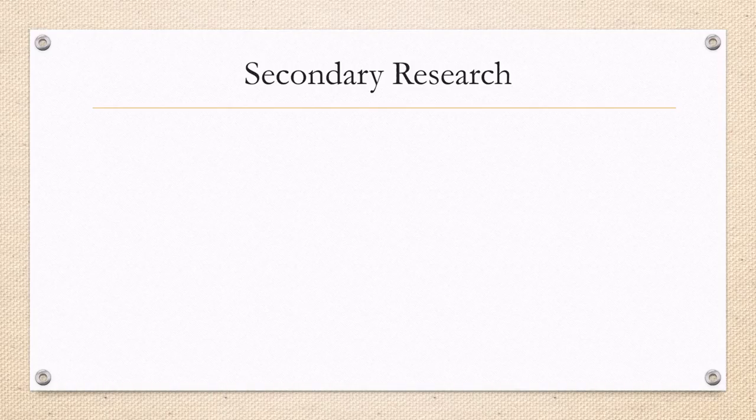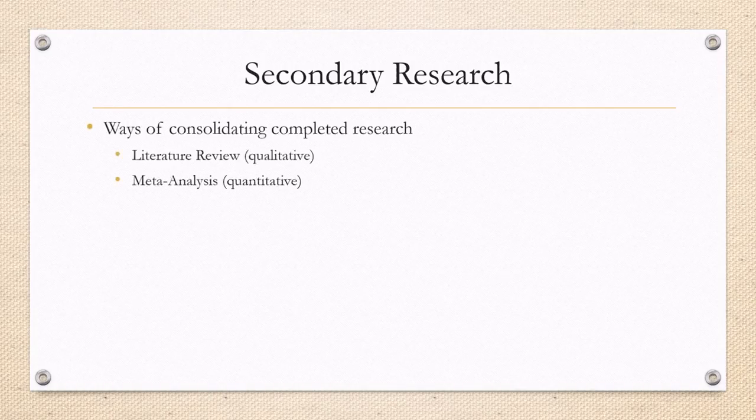I want to talk a little bit about summarizing a research field. We have two main methods of consolidating completed research. We can either do a literature review, which is a qualitative review of research that has been conducted, or we can do a meta-analysis, which is a quantitative way of combining research results.